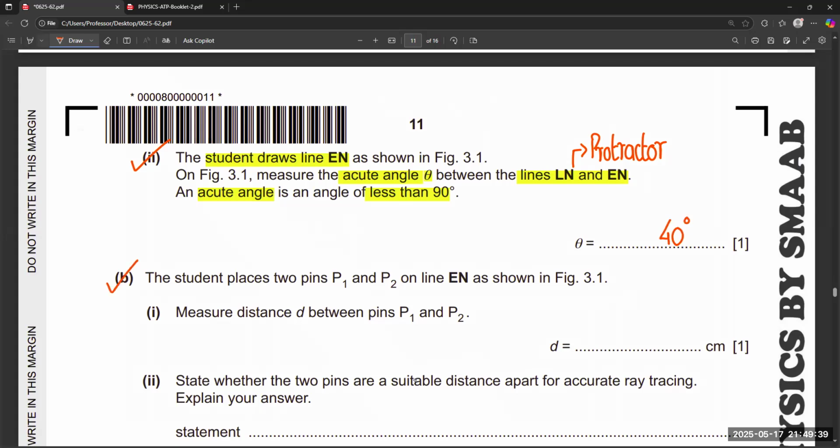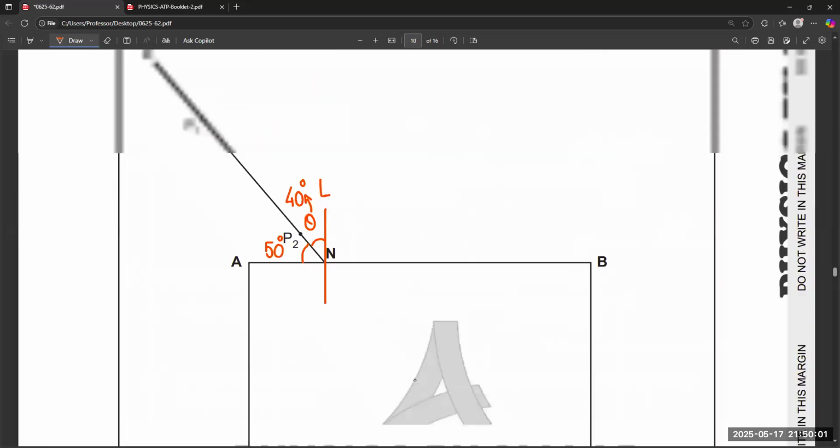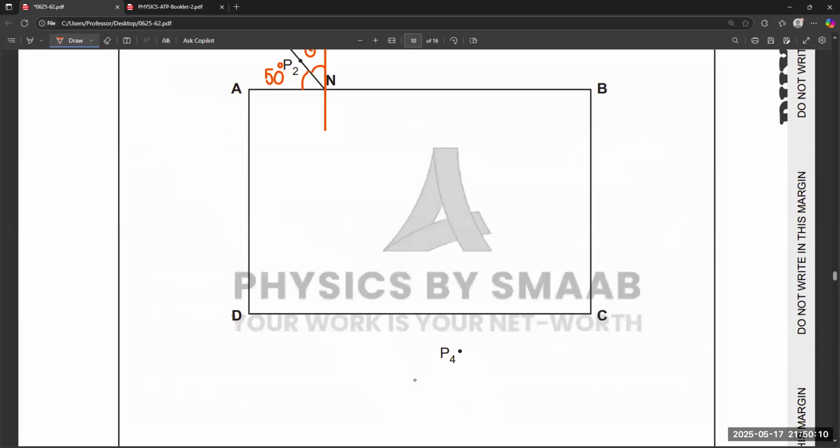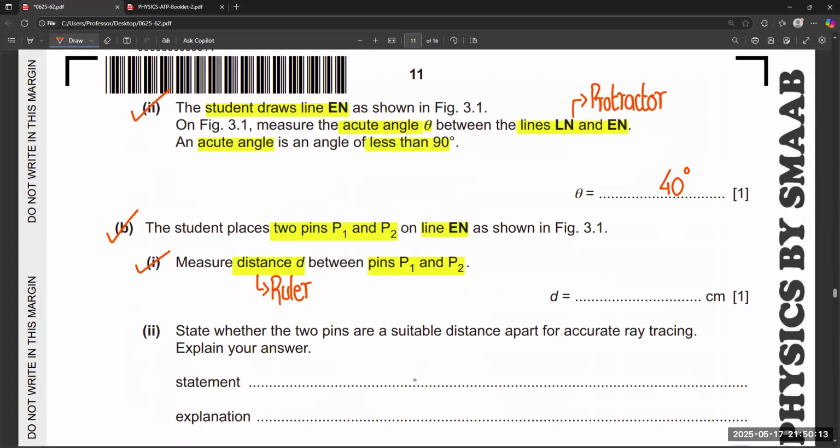Now the B part: the student places two pins P1, P2 on line EN as shown in figure 3.1. Measure the distance D between pins P1 and P2. Again, we have to use a ruler to measure this distance D between P1 and P2. So this is the distance. Right now it is 5. According to the ruler on screen, it is 5.